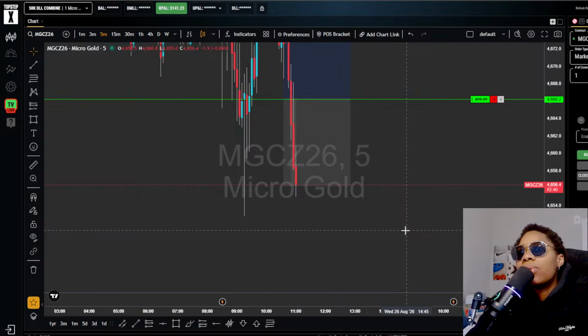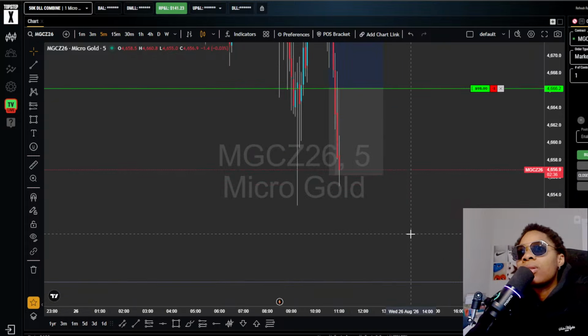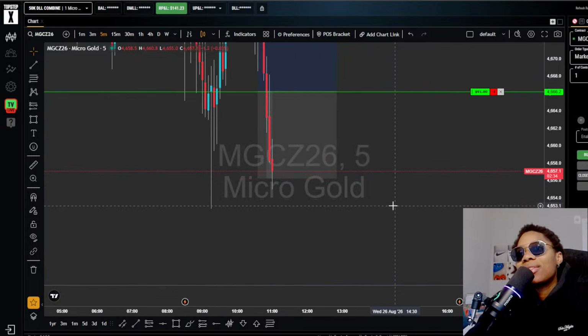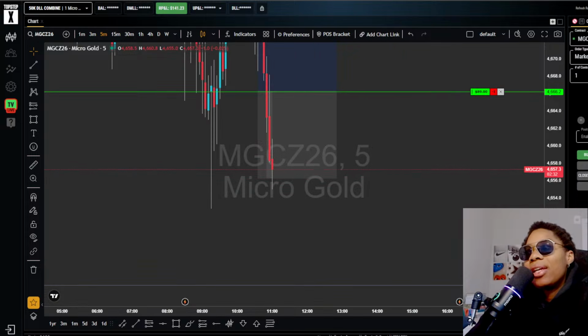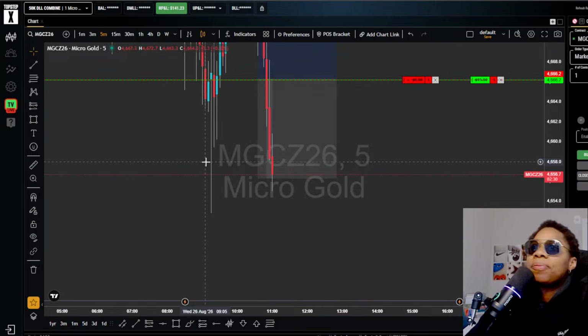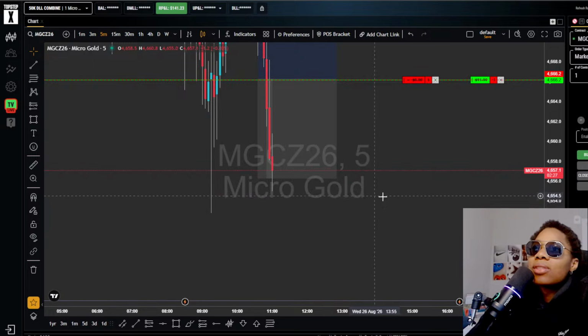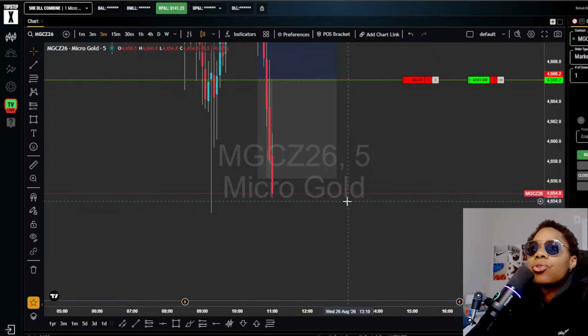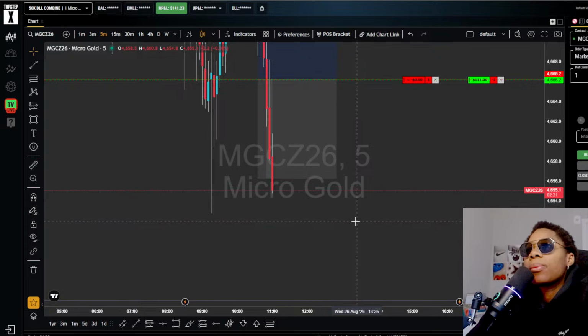Remember, the daily goal is $300 because I'm doing this with one micro only, which means I got to get a lot of points. Making it harder, I'm going to put this at break even. I want to see if this candle followed through. If it doesn't, I mean, we got 100 points. I'm going to take my 100 points. Okay, there we go there.